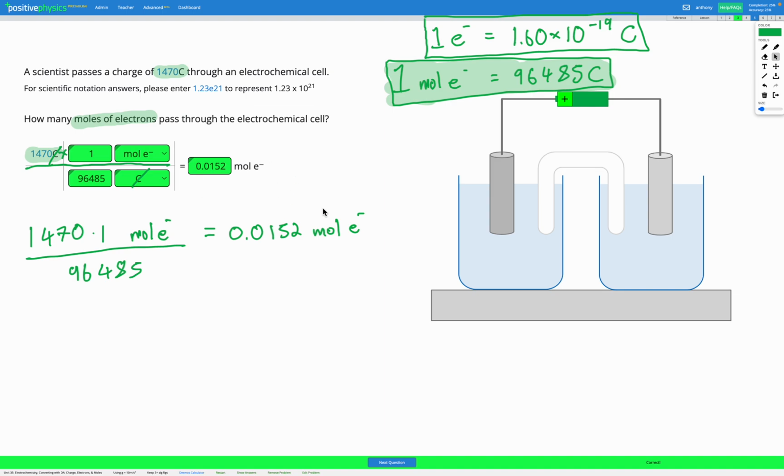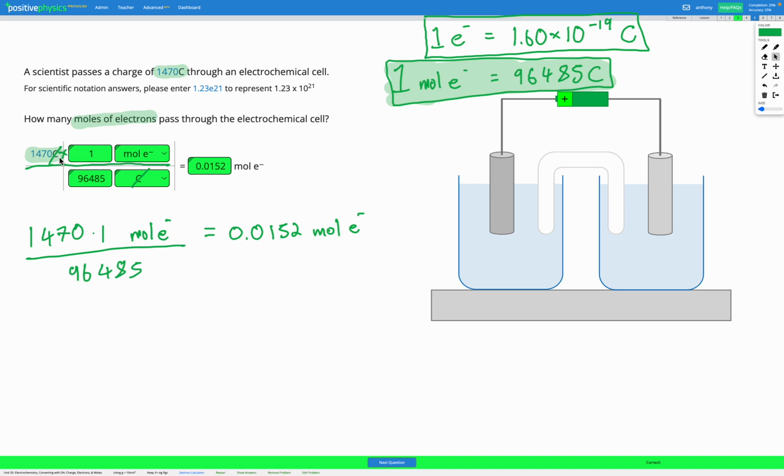Awesome. So as you can see, these conversions work exactly like any other conversion you might do. If we're converting between electrons and charge, we're using this conversion factor at the top, which is the elementary charge. If we're converting between moles of electrons and coulombs of charge, we're using this second conversion factor, which is Faraday's constant.